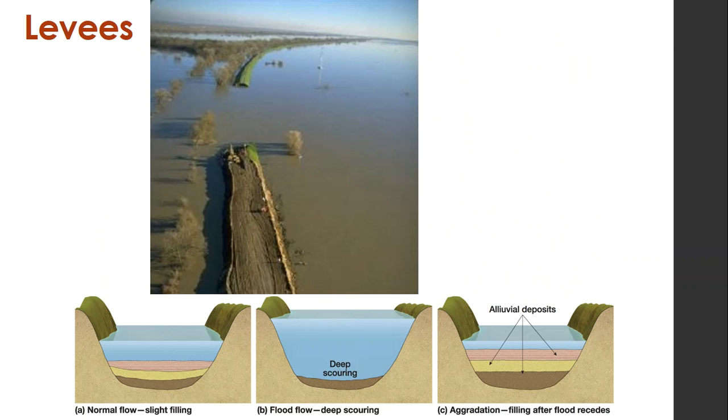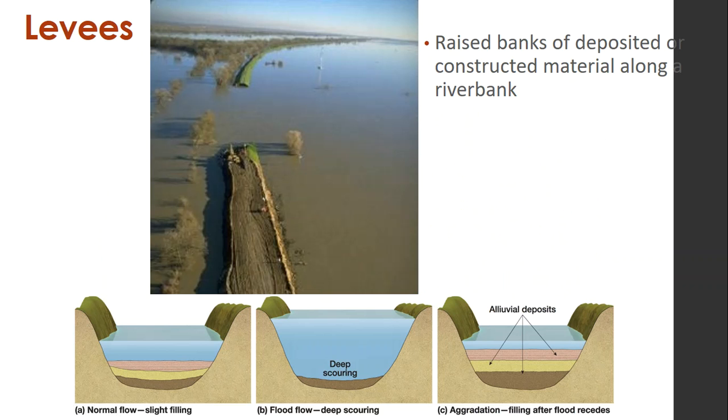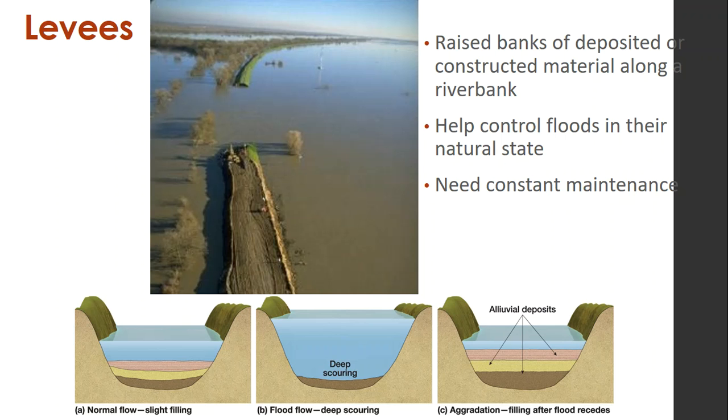We also get something called levees. This is the raised banks of material on the side of a river. Sometimes it's natural, sometimes we deposit stuff there. We build levees in order to keep a river in its place and for it not to flood. It helps control floods in their natural state, but they need constant maintenance, right? And if these levees break, you could tell this area was dry, now it's completely flooded, because water always wants to find that quickest path.